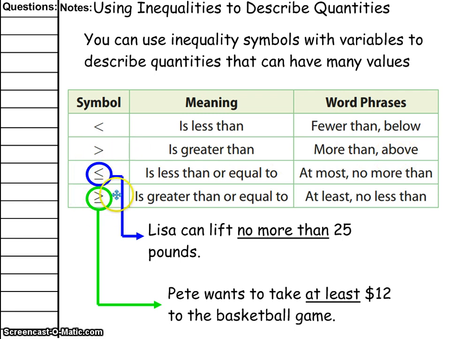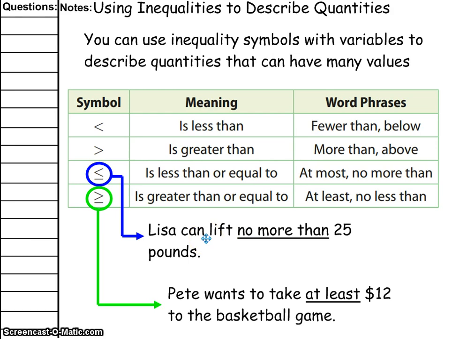And then there's two new symbols that we discussed, which were less than or equal to, because of that little line underneath it. And then we have greater than or equal to, again, with the little line under it. And some words associated with less than or equal to: at most, or no more than. And some words that are associated with greater than or equal to: at least, or no less than. So here's some examples of what that would look like when you read it in a word problem.